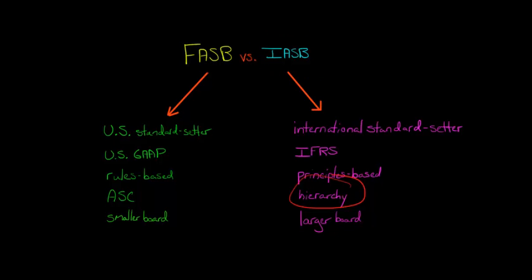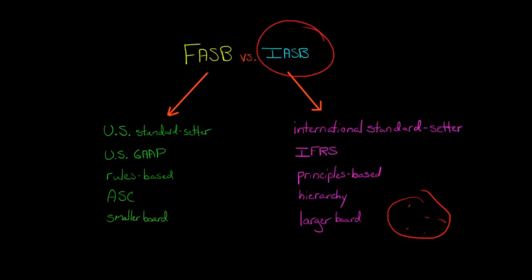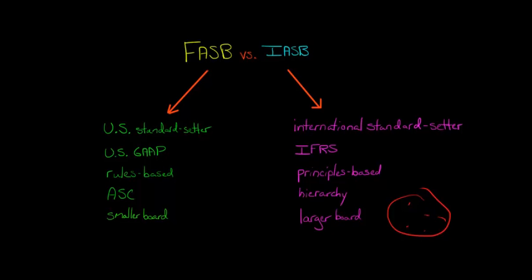Now, another difference is that the FASB just has 7 board members, whereas the IASB has nearly double, because they have a larger board with people coming from all over the world, right? They have representation from countries all over the world that are part of the International Accounting Standards Board. So it makes sense that they would have a larger board.